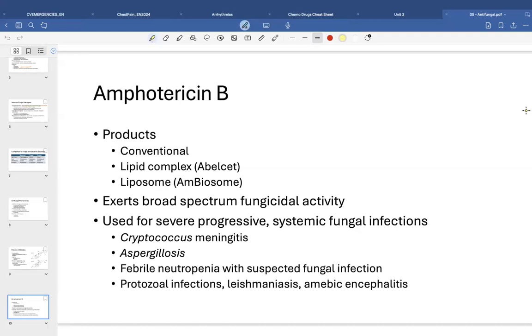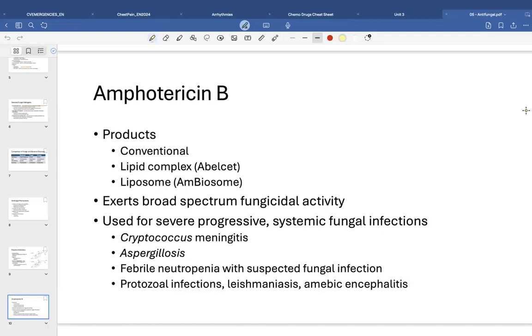If we have a cancer patient with neutropenia coming in with fever, you might decide to blast them with a broad spectrum antibiotic, Amphotericin B, and an antiviral, because it's a febrile illness of unknown origin and we're trying to cover everything. So you'll see amphotericin B used empirically in those patients. And then we'll talk about protozoal infections a little bit. Certain parasitic infections, leishmaniasis and amoebic encephalitis, also respond to amphotericin B.